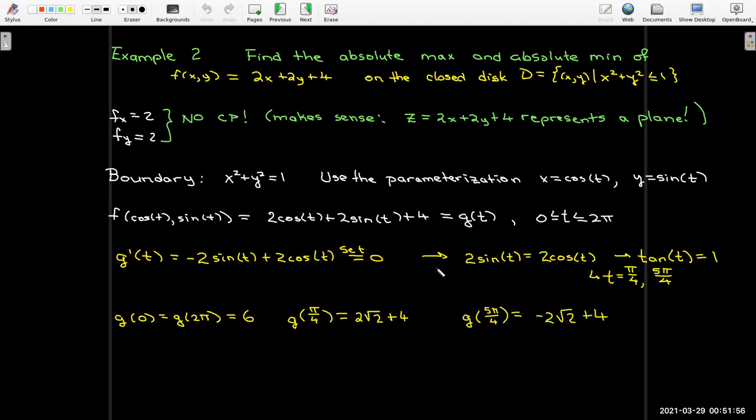At 5 pi over 4, sine of 5 pi over 4 and cosine of 5 pi over 4 are both negative root 2 over 2. So I'll get negative 2 root 2 plus 4. Now, it looks like the largest of those is going to be 4 plus 2 root 2. The smallest is 4 minus 2 root 2.